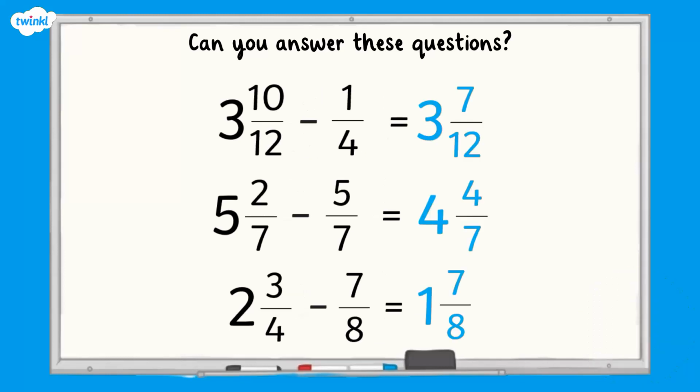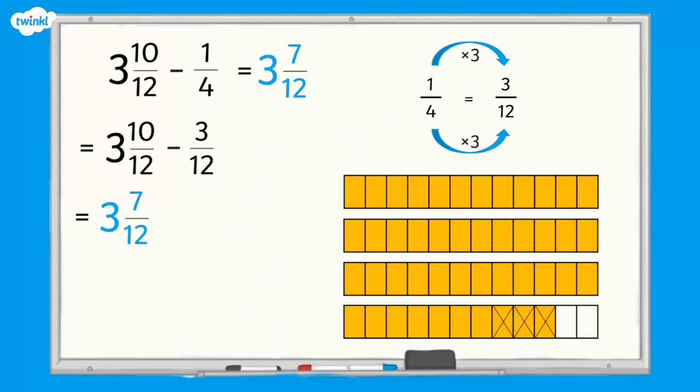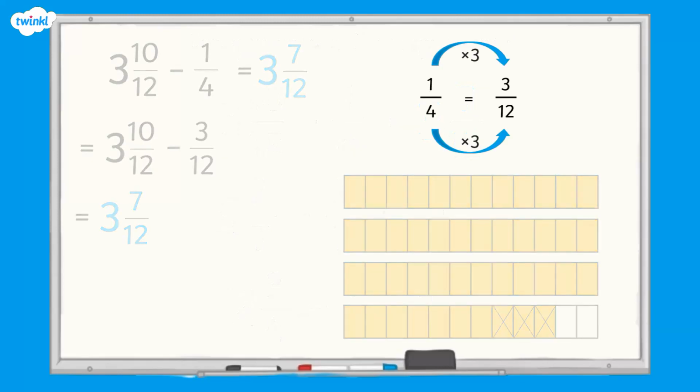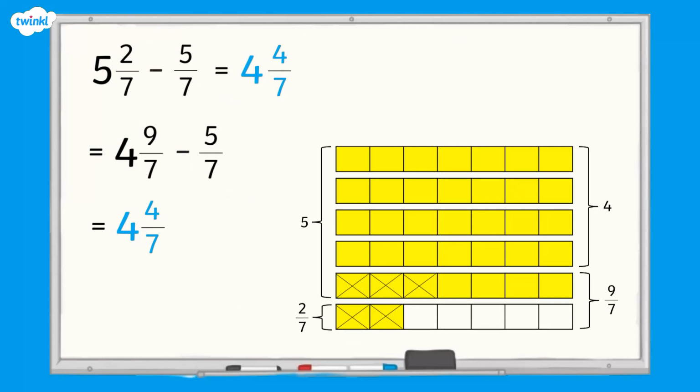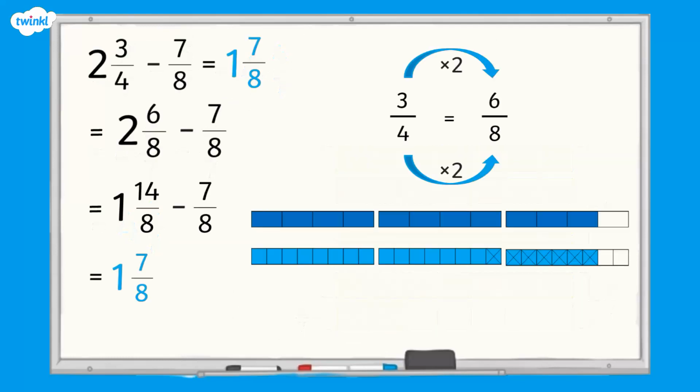How did you get on? Check your answers and fix any mistakes. Pause again if you need to take a closer look. 3 and 10/12 subtract 1/4 equals 3 and 7/12. 5 and 2/7 subtract 5/7 equals 4 and 4/7. 2 and 3/4 subtract 7/8 equals 1 and 7/8.